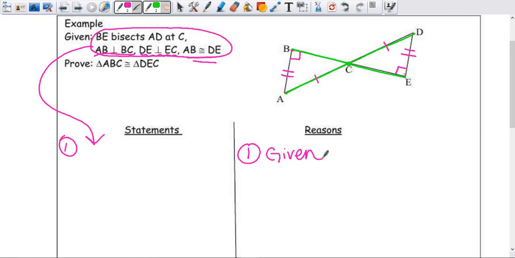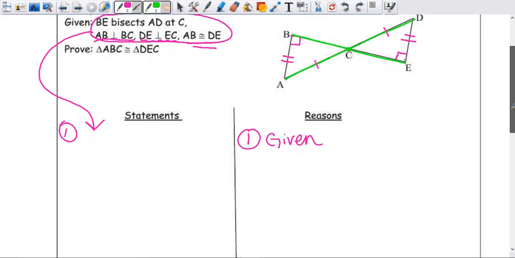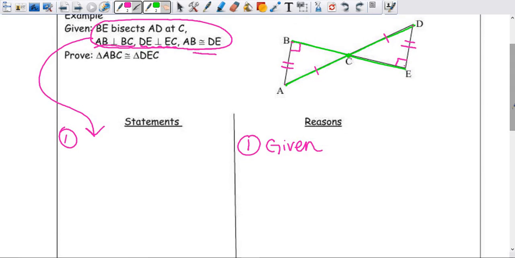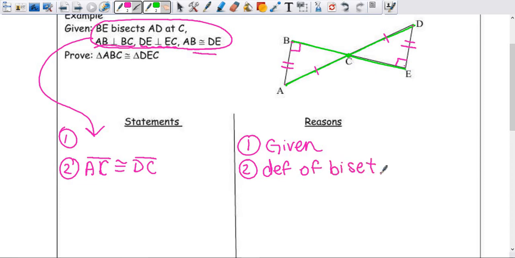So let's break this down into a proof. You're able to put so much on our picture, so we need to put that more in words. Okay, so BE bisecting AD at C made AC congruent to DC. AC congruent to DC came from the definition of bisect, because we used that first statement of our given, that BE bisects AD at C, to get this congruency.